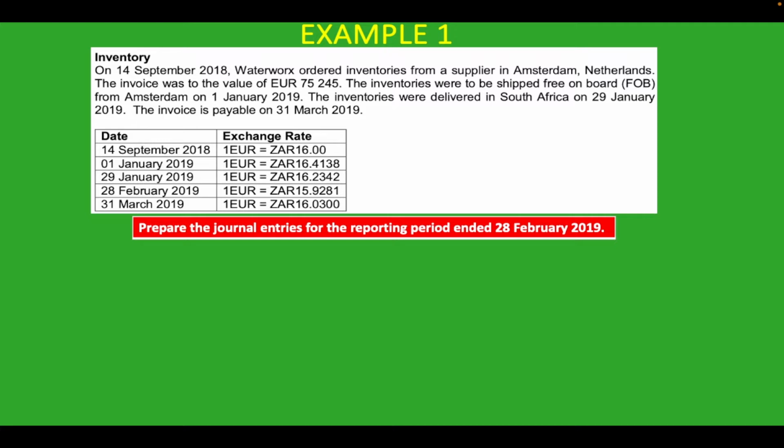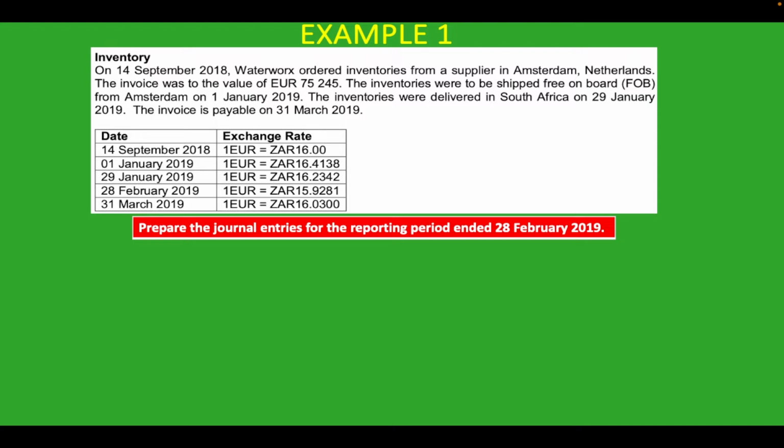Now, what are we told here? We are told that on the 14th of September 2018, Waterworx ordered inventories from a supplier in Amsterdam, Netherlands. The invoice was to the value of 75,245 euros. The inventories were to be shipped free on board, that is FOB, from Amsterdam on the 1st of January 2019. The inventories were delivered in South Africa on 29 January 2019. The invoice is payable on 31st of March 2019.